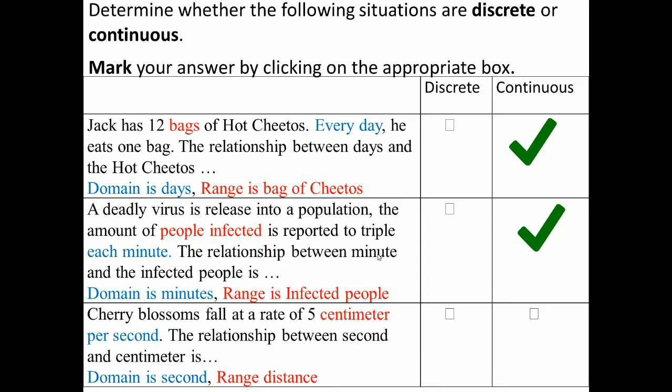It's still a minute. Next one, a cherry blossom falls at a rate of 5 centimeters per second. The relationship between seconds and centimeters is, right? The domain is in seconds, right? The range is in distance, right? So the domain here is seconds. Can you have 0.5 seconds? Yes. Can you have 1.5 seconds? Yes, right? It is also continuous. Notice days, minutes, and seconds are all time values. Time itself is continuous, okay?